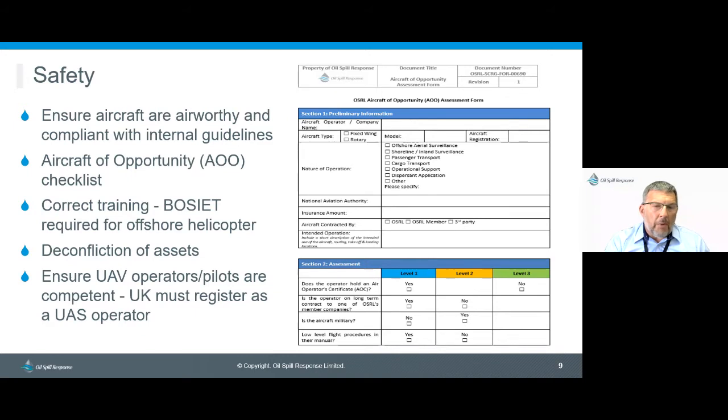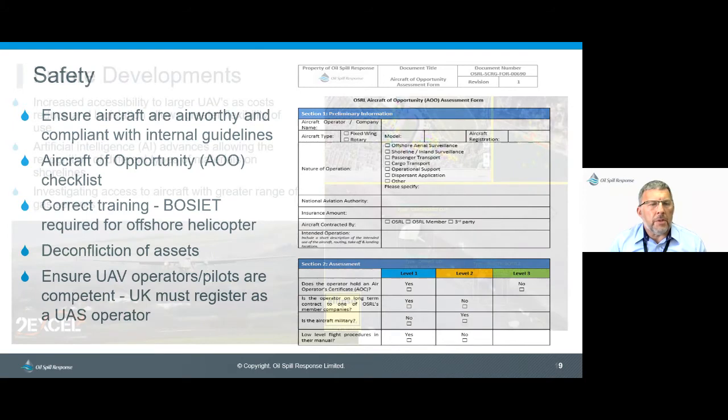So ensure UAV operators and pilots are competent. In the UK you must register a UAS operator with the CAA. So again, it's ensuring what's required in country and making sure we're being as safe as possible in using those UAV assets.